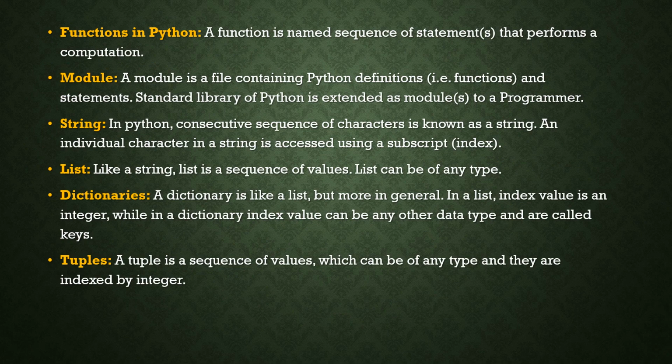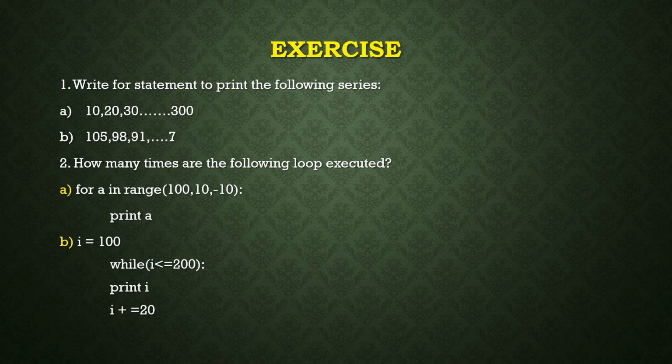Dictionaries. A dictionary is a collection of key value pairs. Here keys are used to specify the index values, almost similar to index values. Next, tuples. A tuple is a sequence of values which can be of any type and they are indexed by integers. Next, move on to the next slide.